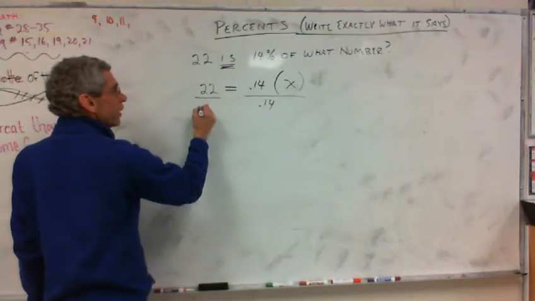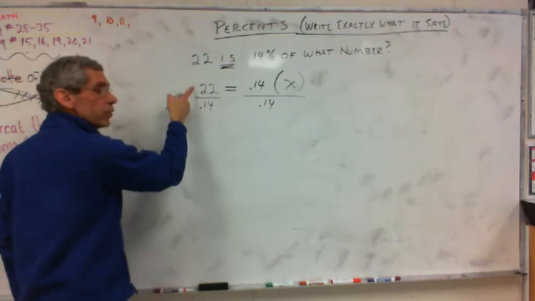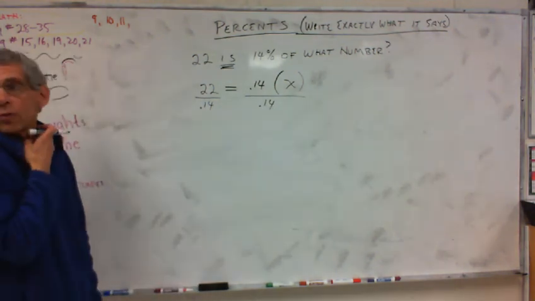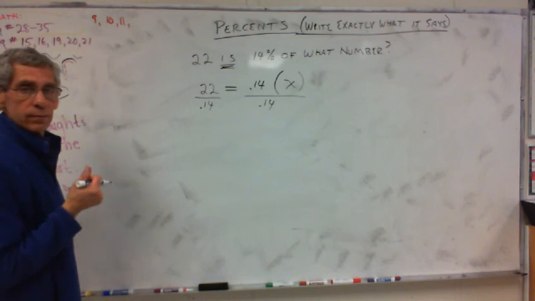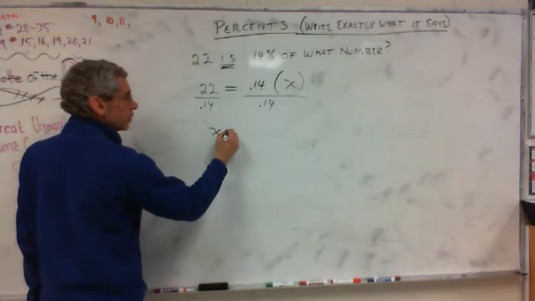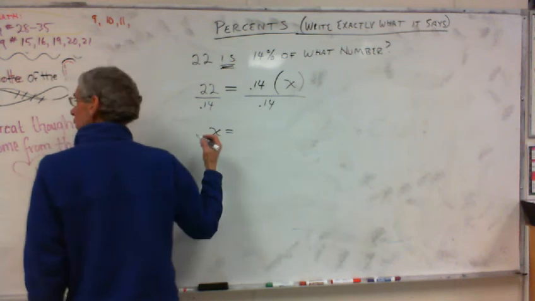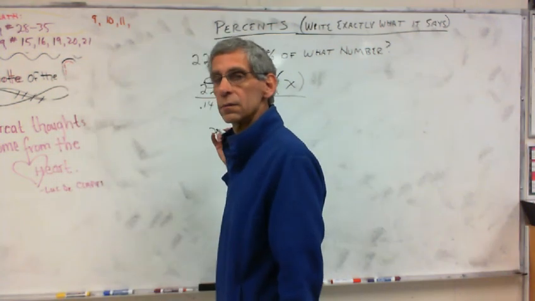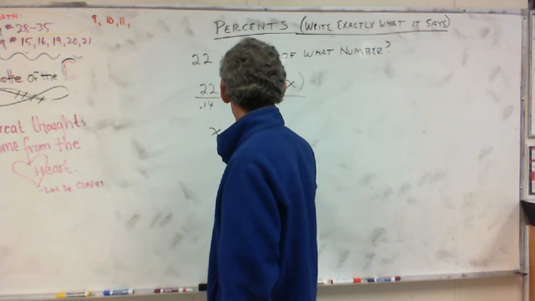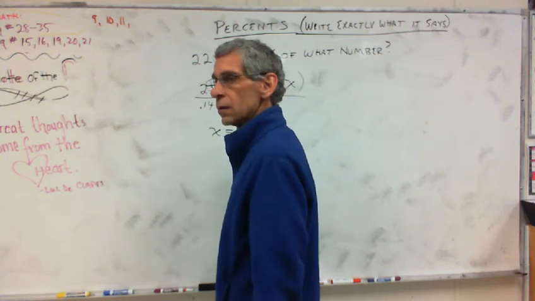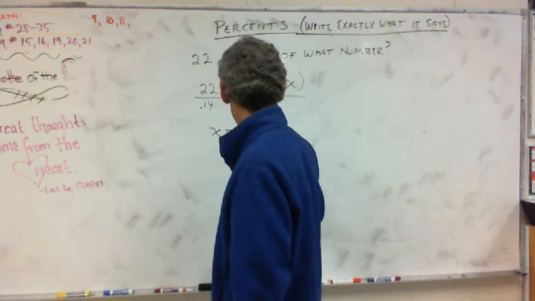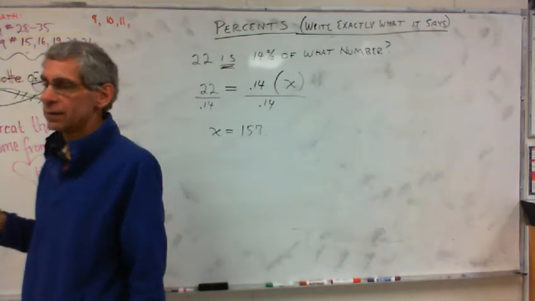So 22 divided by 0.14 is going to be a bigger number than 22. What is it? Calculators, please. 22 divided by 0.14. No, it's going to be smaller. Bigger. Bigger. 157.14. No, Rebecca, it's gonna be a bigger number. No, it's not because it's not 1.